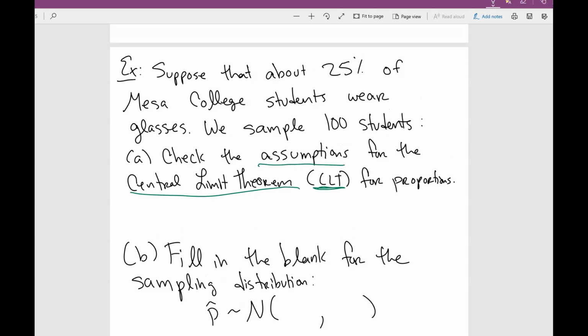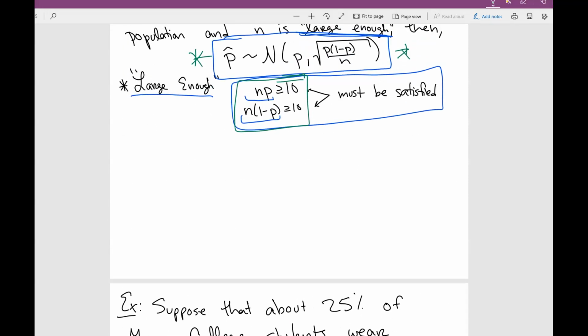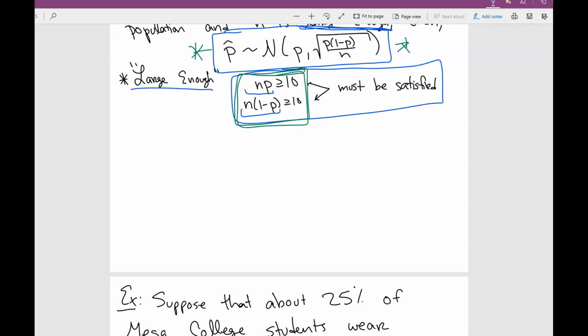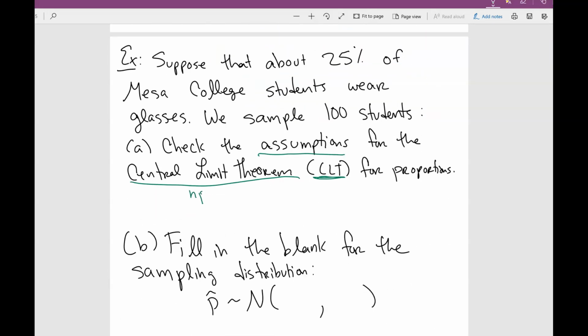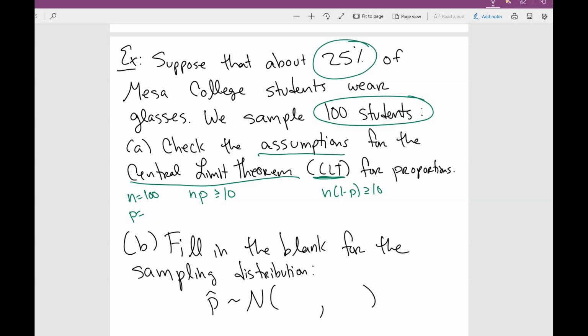The assumptions for the central limit theorem, if you can see over here, is this thing that I just boxed. So we need to show that this is true. We need to show that np is greater than or equal to 10, and also that n(1 minus p) is also greater than or equal to 10. So you have to check both of these. Here, what is n? n in this case is going to be the number of people. In this case, it's 100 students. So n is 100. And p is equal to the probability or the proportion, 25%, so it's 0.25. All we have to do is plug them into our formula.